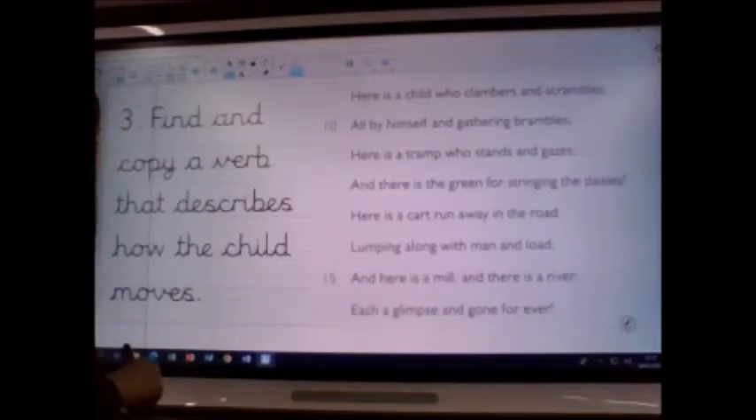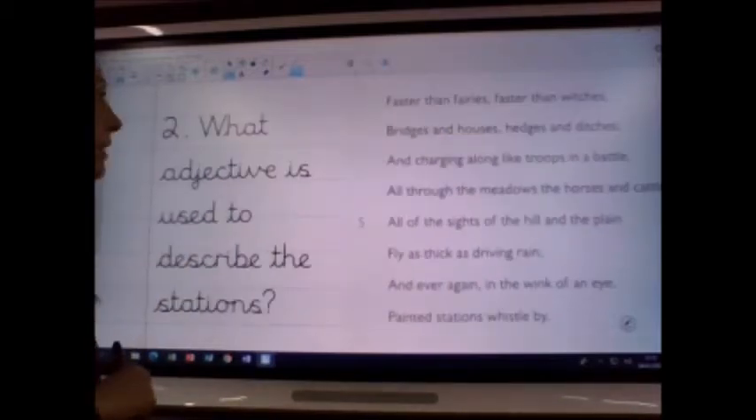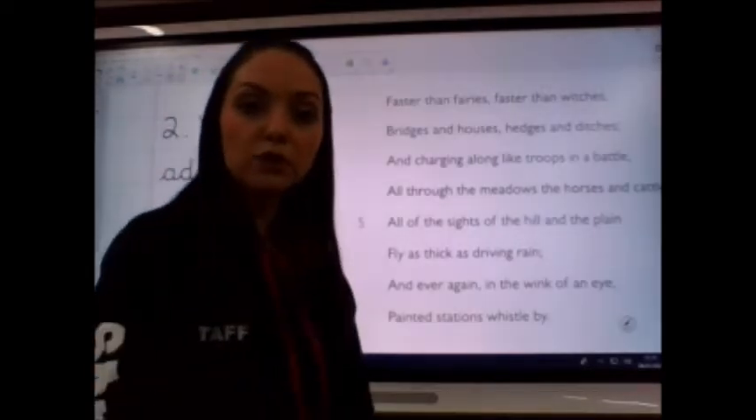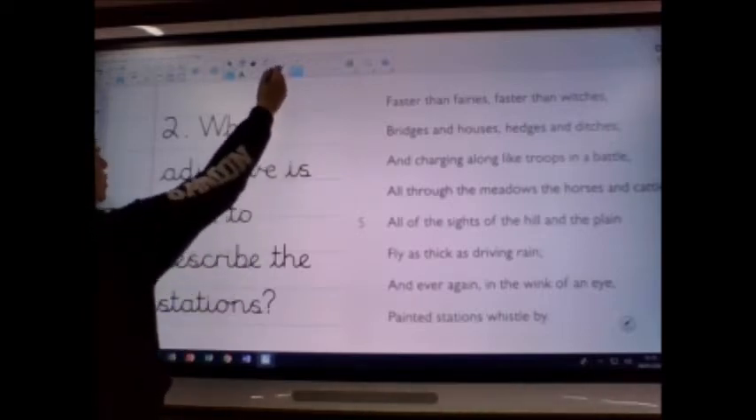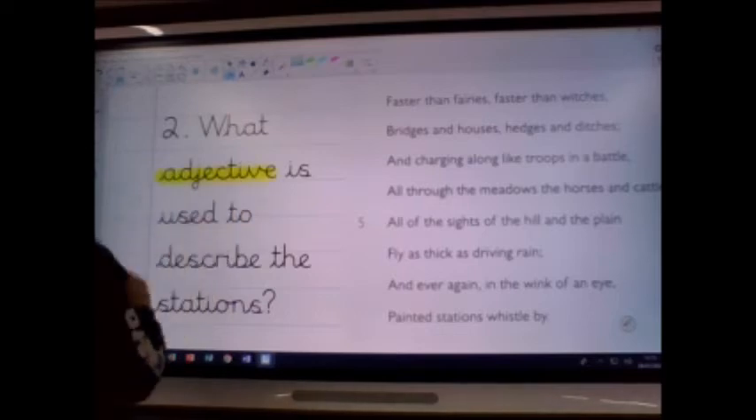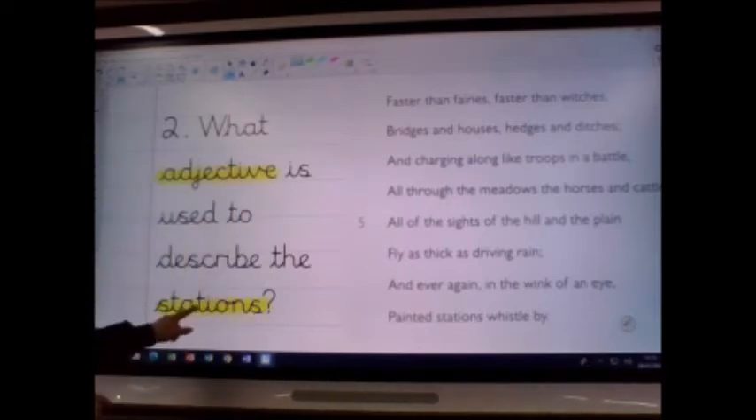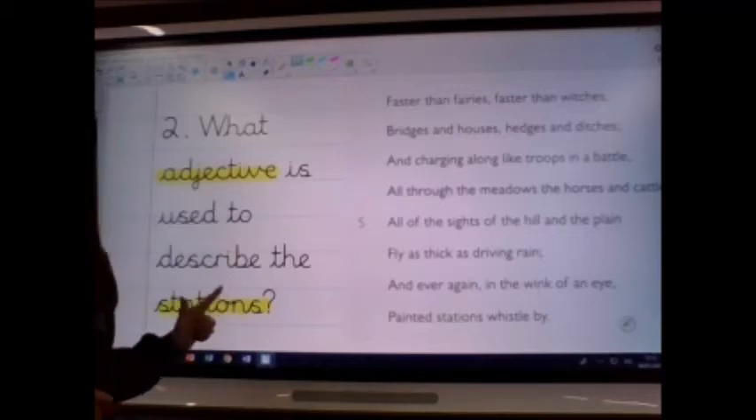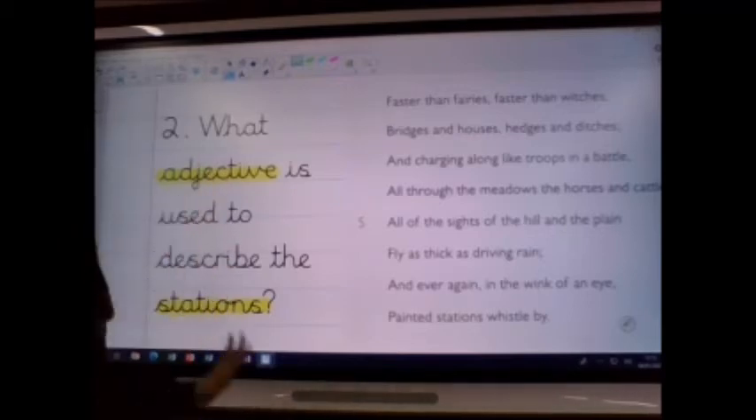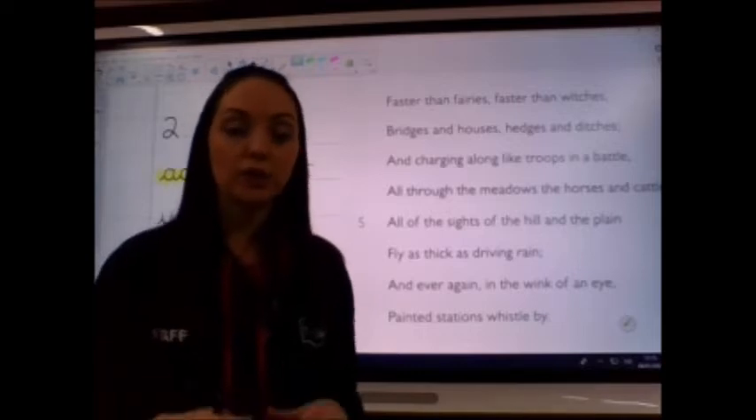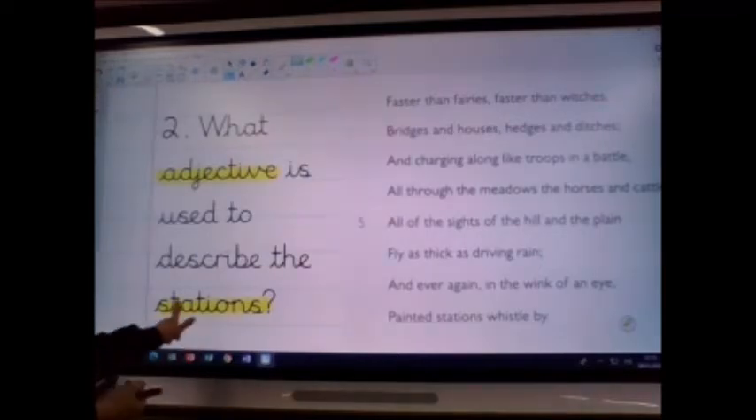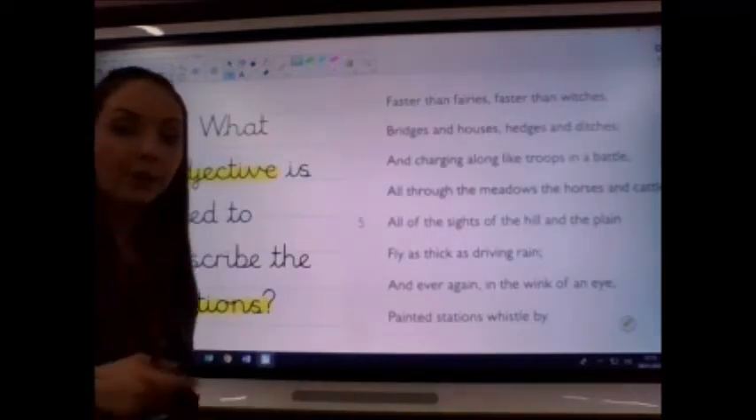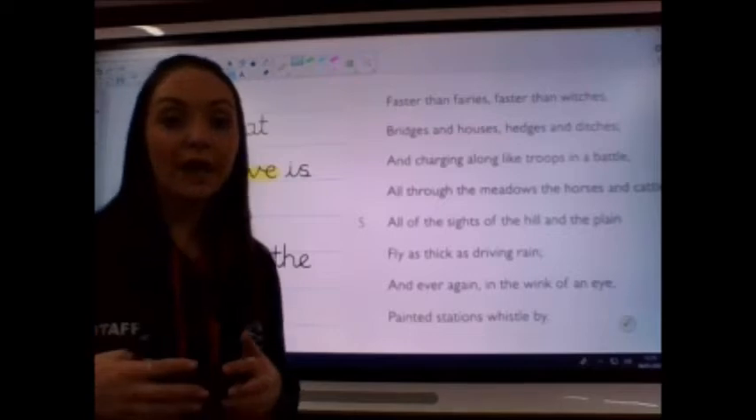Okay, question 2 then. I want you to have a go at by yourself. I will give you some little hints in a second to help you. So your question for number 2 is, what adjective is used to describe the stations? Okay, now these are your key words in this question. Remember, an adjective is a describing word. It's something that describes a noun usually. Okay, and stations is your key word to find your answer.